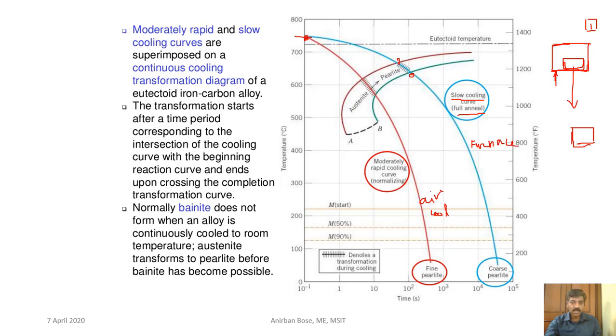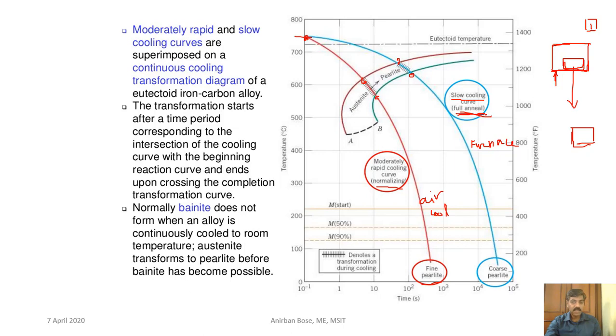So if you do the air cooling, then what will happen? You will get the fine pearlite, because pearlitic start will be here, pearlitic finish will be here. So this is a fine pearlite that you will observe. So the furnace cooling process is called full annealing, and the air cooling process is called normalizing. So we have seen two important processes.